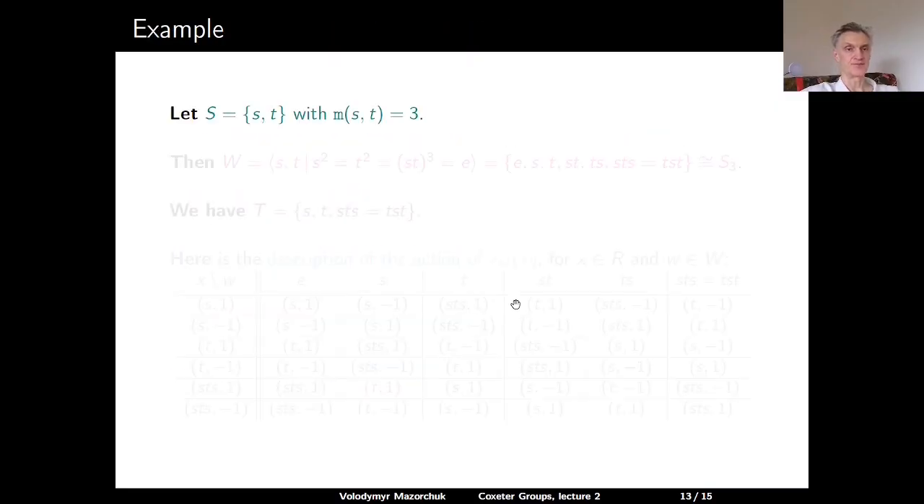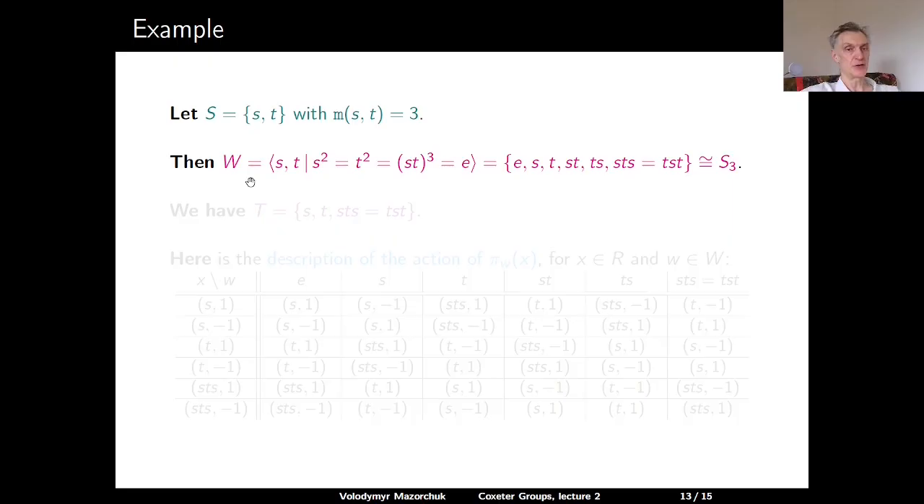So here is an example. Let us take S to be the set with two elements, little s and t, and the non-trivial value of the Coxeter matrix to be 3. Then W is given by the presentation: s, t, s squared is the identity, t squared is the identity, (st) to the power 3 is the identity. That's a group isomorphic to the symmetric group S3, and the elements are the identity, s, t, st, ts, and sts, which is the same as tst. Then the set of all reflections consists of s, t and sts, which is tst.